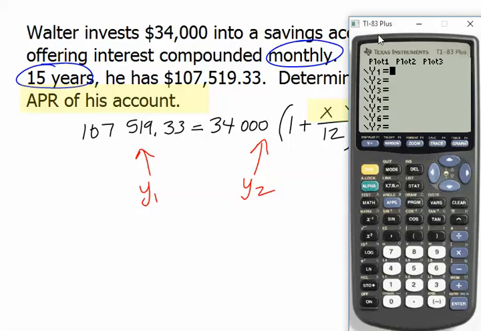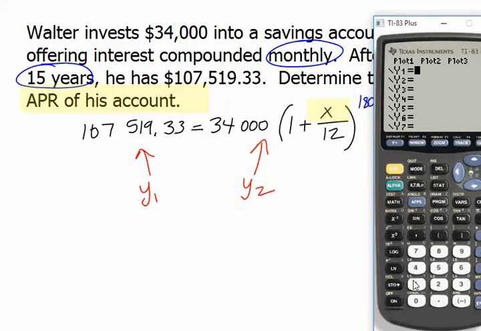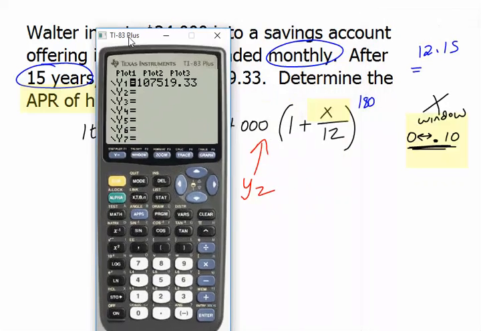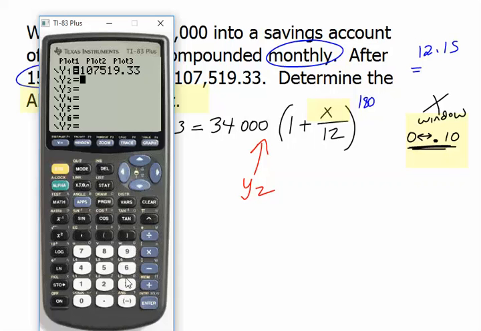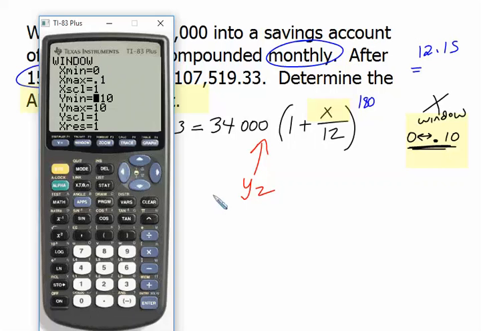So we will go to our calculator and we're going to type these in. On the one side it's 107,519.33. And on the other side of our equation, it's going to be 34,000 times parentheses 1 plus the x divided by 12 raised to the 180th exponent. We'll go to our window. X min 0, x max 0.1 makes sense. We might need to manipulate it a little bit, but that makes sense.